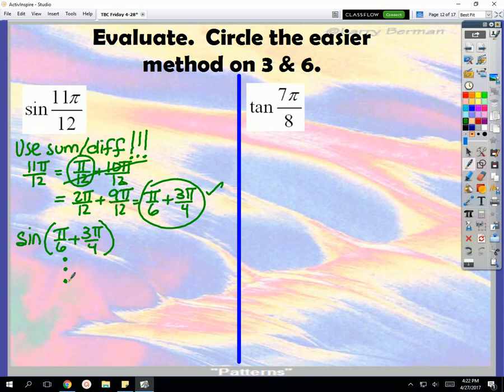So on the worksheet, do what's easiest. Don't practice the thing that's going to be a pain. Just do what's easiest. Now, with tangent, from now on, use half angles. So this is tip number 2. With tangent problems, when you're evaluating like we are now, use half angles all the time.